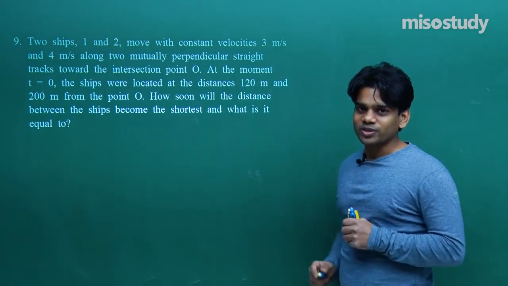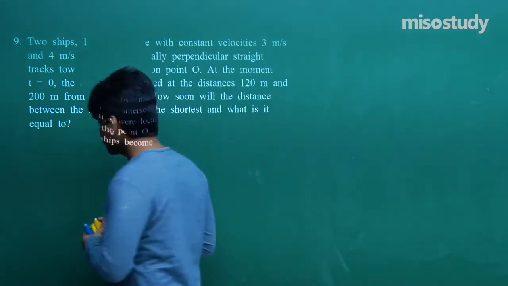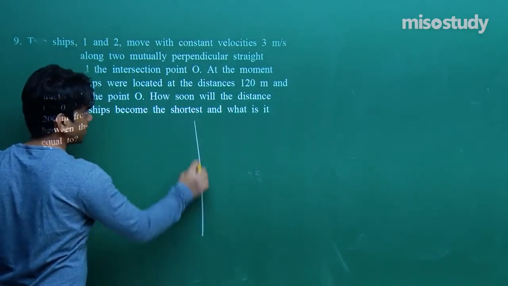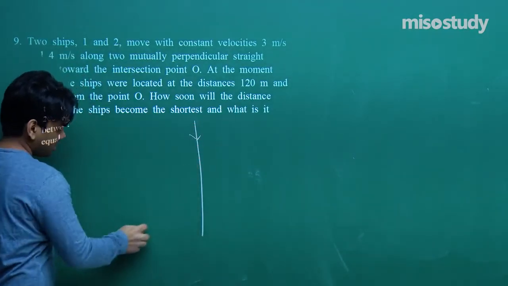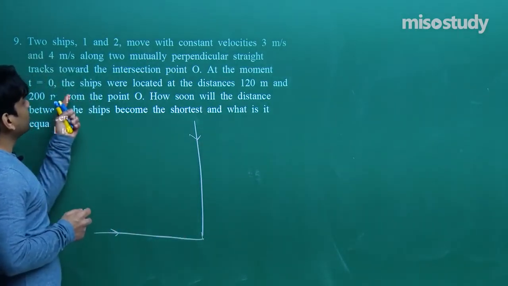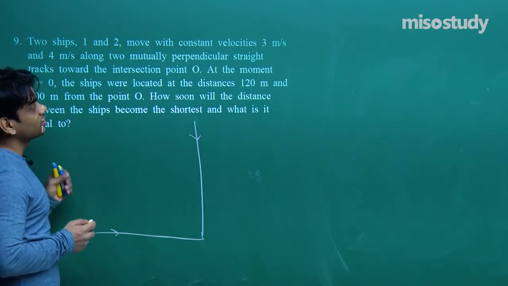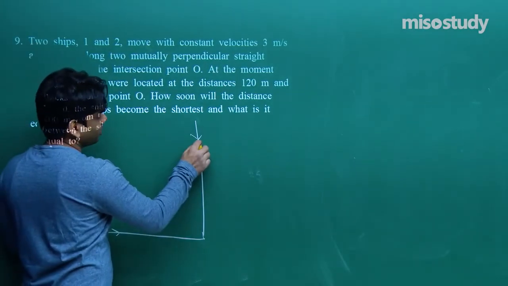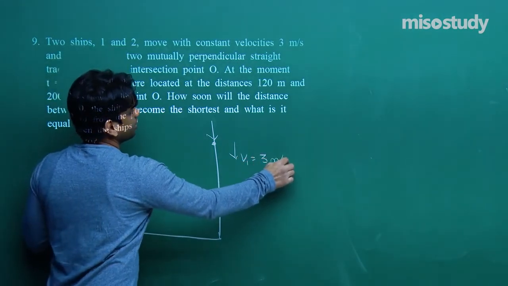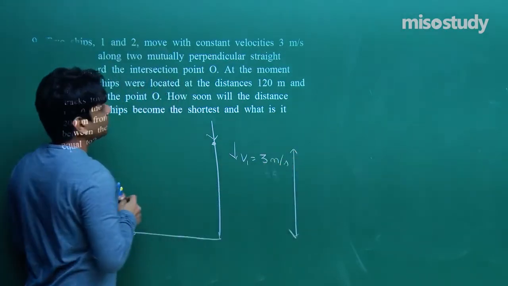Try to understand the problem statement. I'm going to draw the diagram, that will be very helpful for you all to understand. Let me draw the diagram here. They are moving along perpendicular directions. So I'm going to show you, let's say one ship is moving through this end and one ship is moving through this end. It says that the ships were located at a distance 120 meter and 200 meter and they are moving with different velocities. So 3 meter per second, that is lying at 120 meter. V1, that is 3 meter per second, is initially lying at a separation that is given as 120 meter.